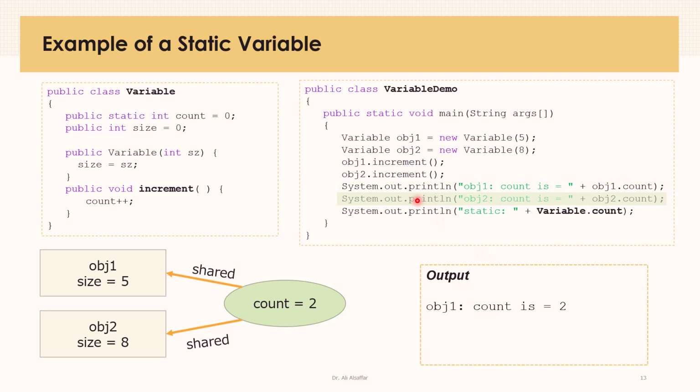And if we print the value of count from object 2, it's equal to 2. And if we print the value of count directly from the class, as we mentioned, if we have a static variable, then it is always there, regardless of whether we create an object from this class or not. So how do we access it? Simply by writing the name of the class, dot, and the static variable, which is count, and it will give you the same value, which is equal to 2.